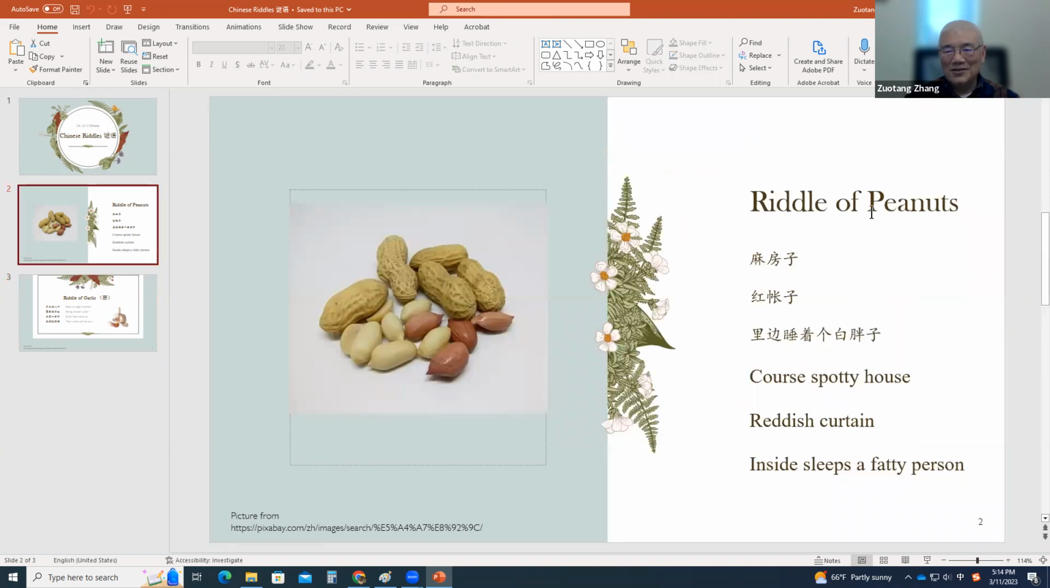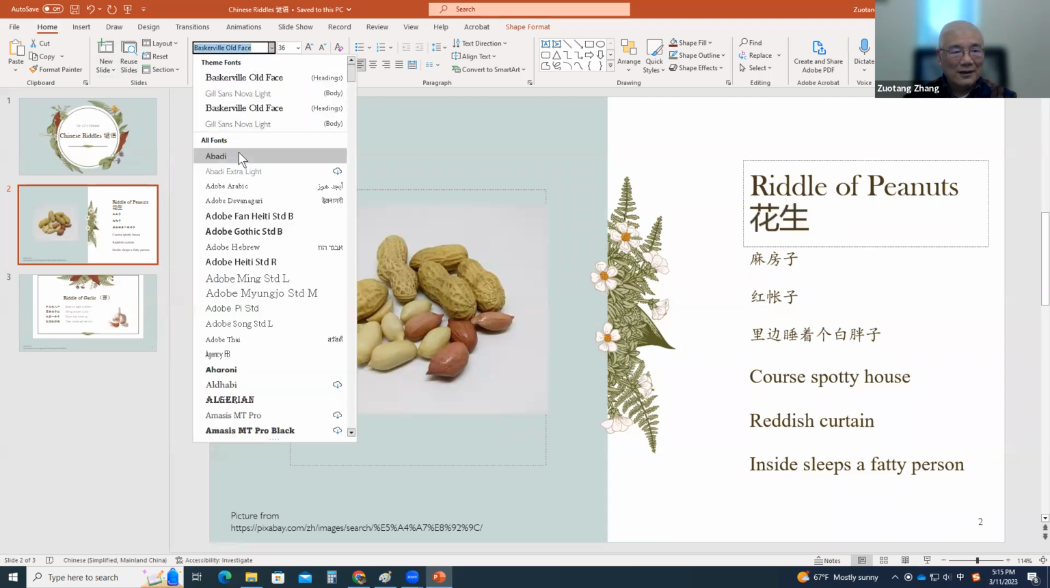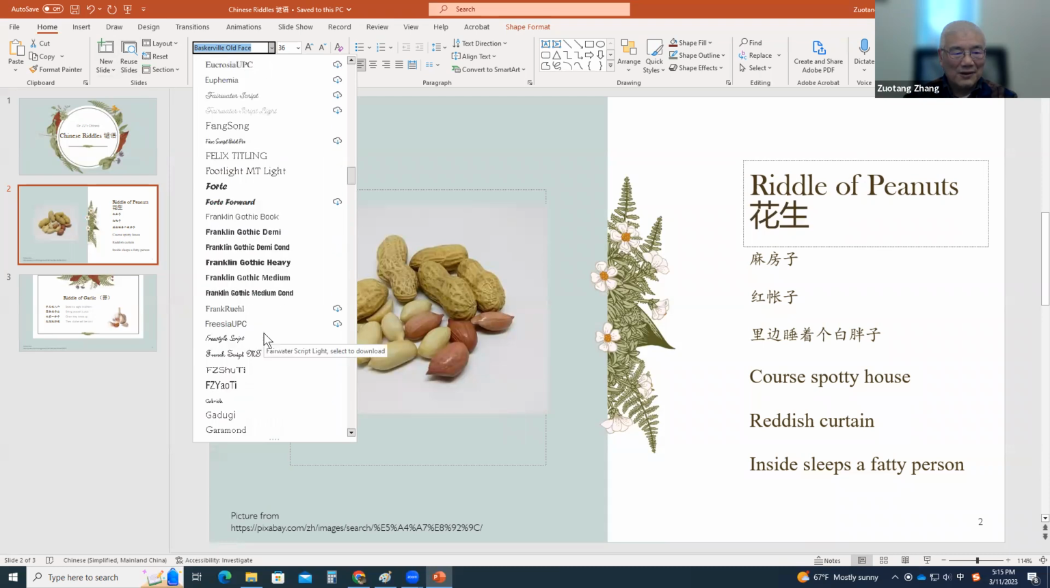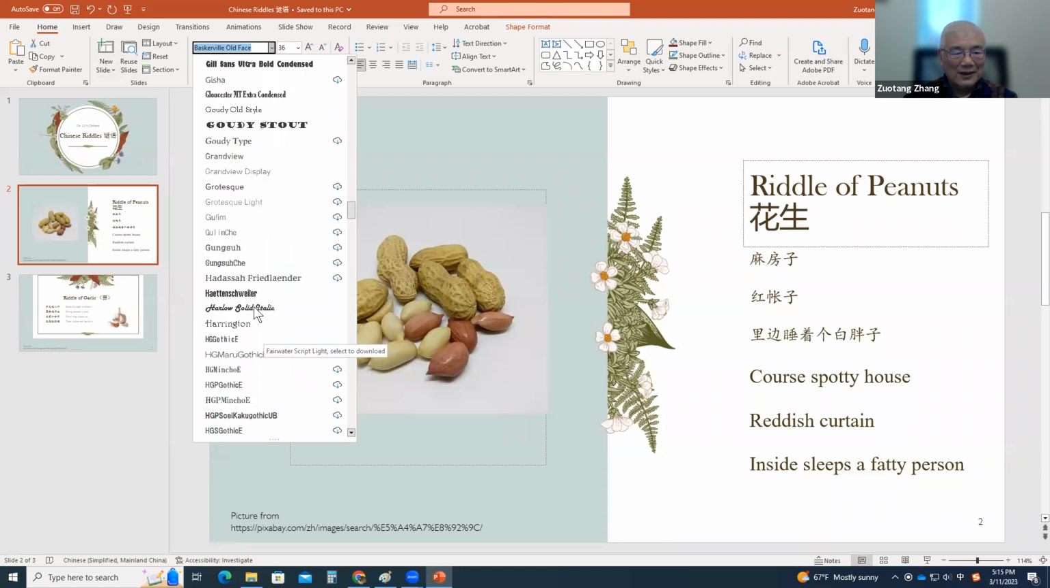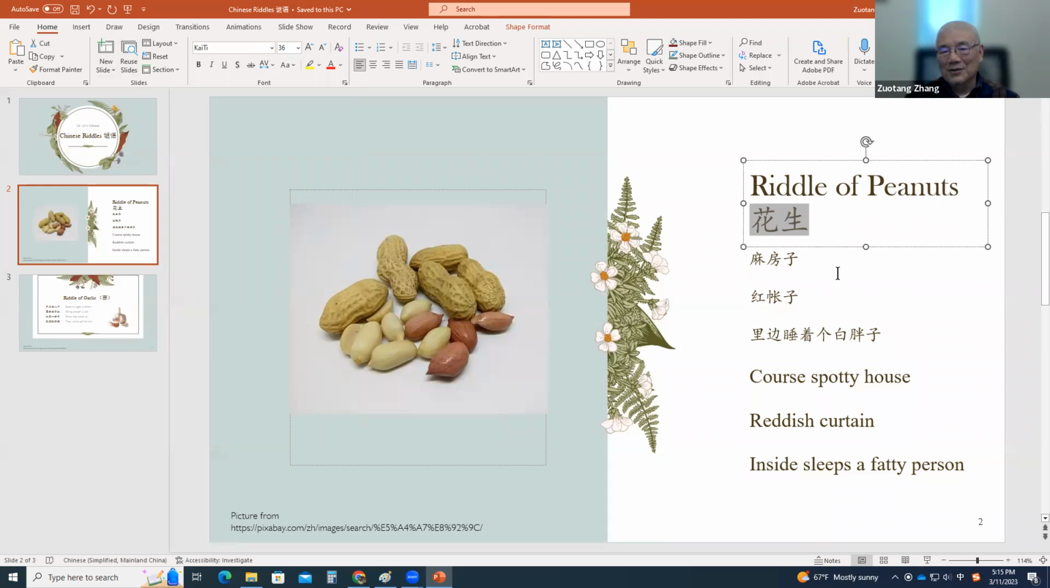I think we forgot something. Peanuts in Chinese is 花生. I should have put 花生 right here. Let's do it. So you can see the image of the 花生, and this is ugly. I'm going to show you the best font type that we use for teaching. It's Kaiti. If you have Kaiti installed on your computer, this is ideal and looks nice.